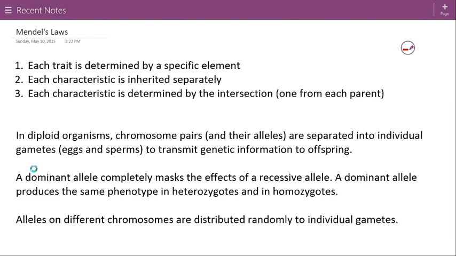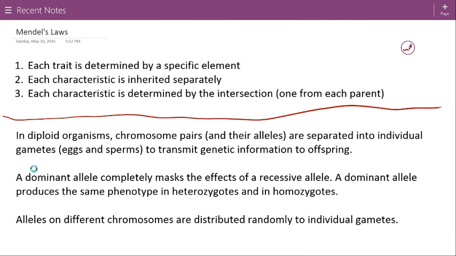Okay, so today we're going to be talking about Mendel's three laws of inheritance. So the first section that we're going to talk about are the laws as they were described in that video that you watched. First, each trait is determined by a specific element. Second, each characteristic is inherited separately. And third, each characteristic is determined by the intersection, one from each parent.